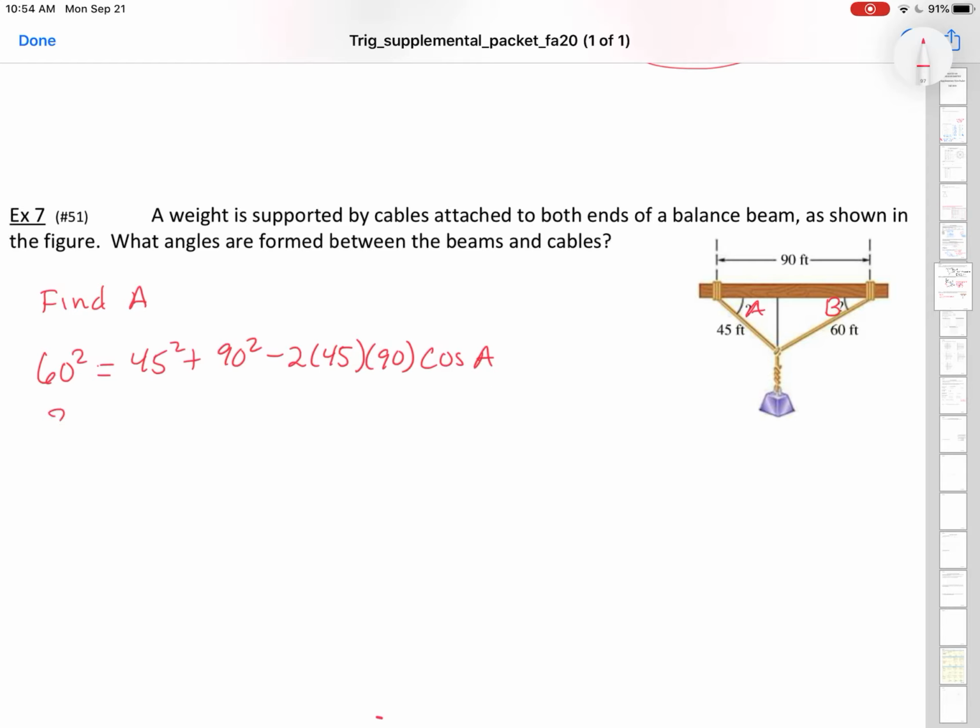If I just keep the numbers, it's really up to you. You can go fast. You can combine stuff in a calculator. You could solve for cosine A, which is what I was going to do in the future. But let me just take you through this. 90 squared, 8100, minus 2 times 45 times 90, 8100. Right? Yeah, that makes sense. 90 times 90, 8100 cosine A.